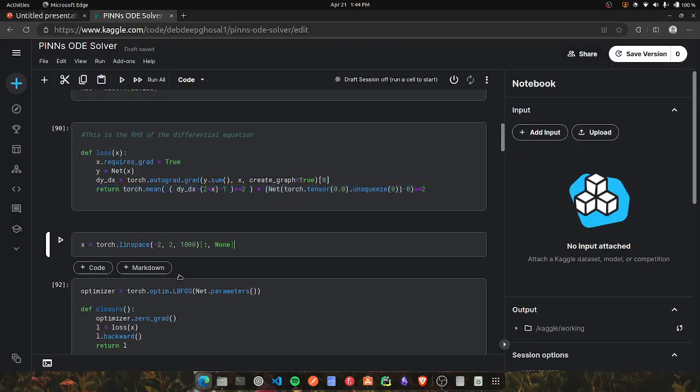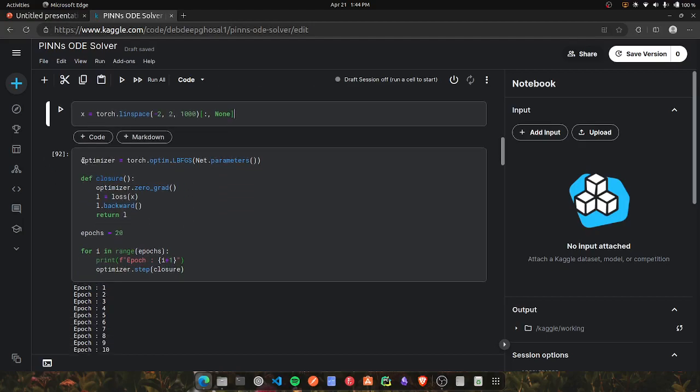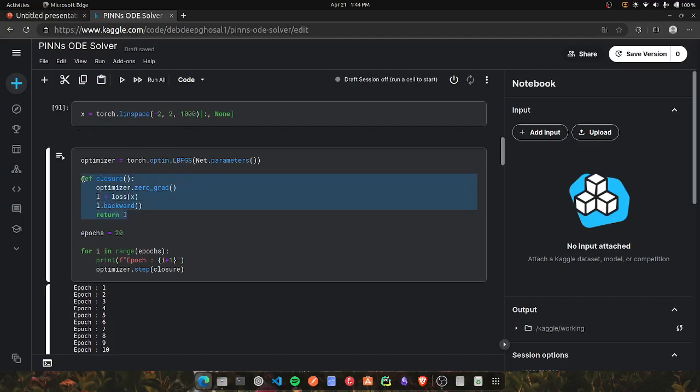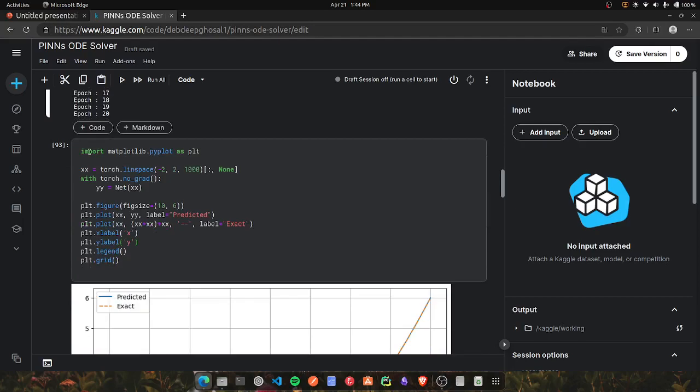All right, so this is the data point. We'll be using 1000 data points from -2 to 2, and the optimizer we'll be using is LBFGS. And this function we'll be using in the optimizer step. We'll be passing this function through the optimizer step, and we'll be running the epoch 20 times, and after that we'll be using matplotlib for getting the predicted versus the exact.